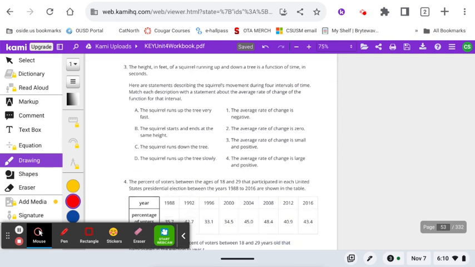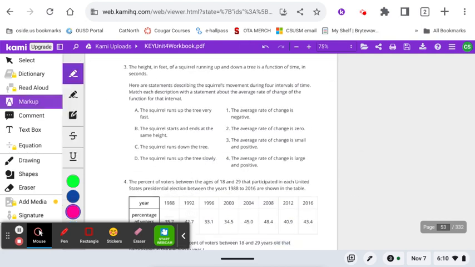Number 3 is a matching. I'll do one with you and you can do the rest. When is the average rate of change negative? We're talking about a squirrel running up a tree. And so if the squirrel runs up the tree very fast, if the squirrel starts and ends at the same height, if the squirrel runs down the tree, if the squirrel runs up the tree slowly, which of those statements matches with the average rate of change is negative?